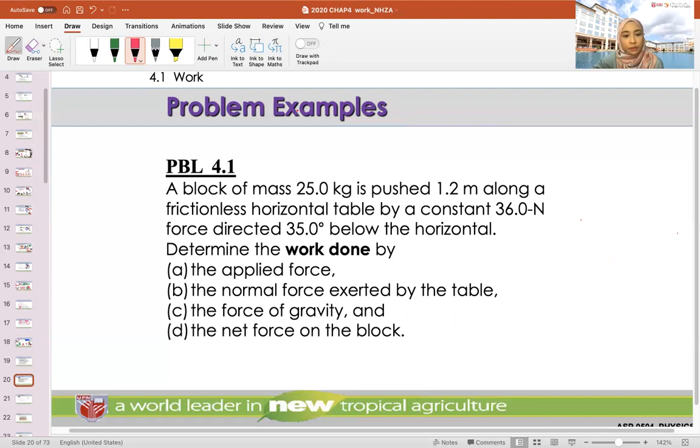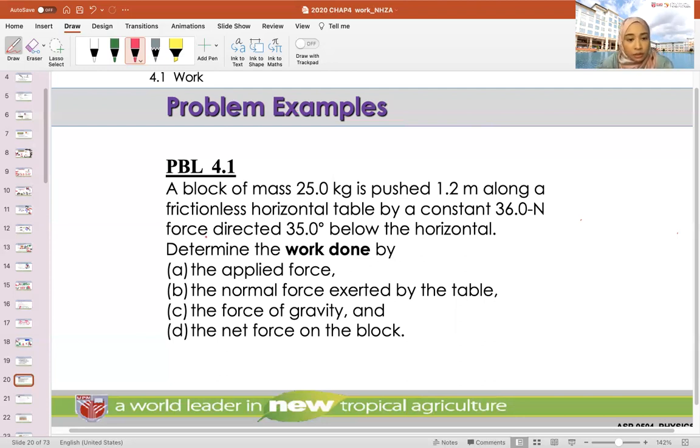Okay, so let's do this example. PBL 4.1, I believe this is also in your textbook. Oh, this is PBL 4.2. So this is on page 56 again. Okay, so this is page 56 in your module book. If you want to do it in your book, you can.